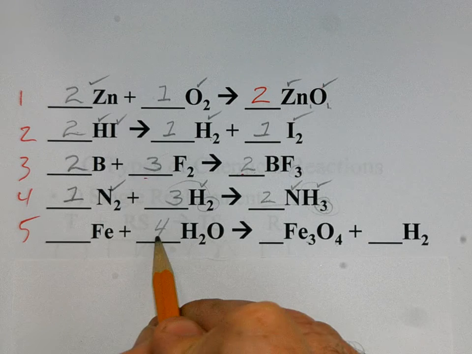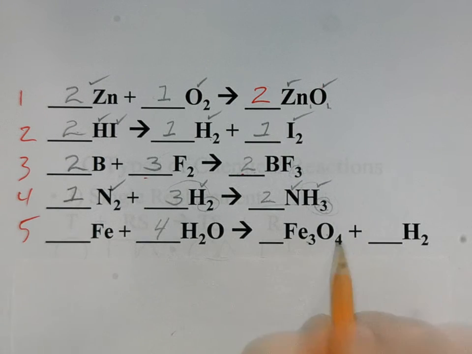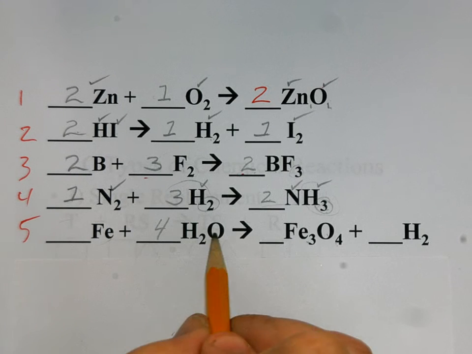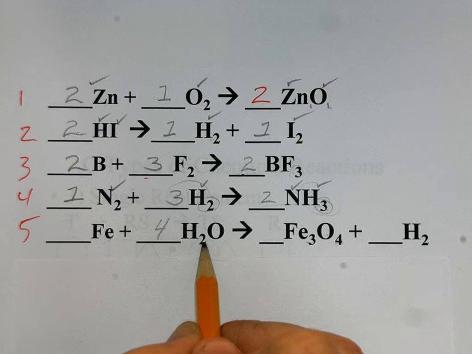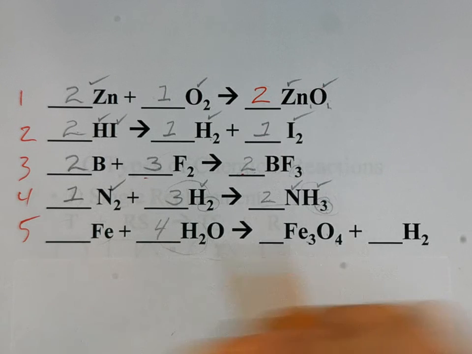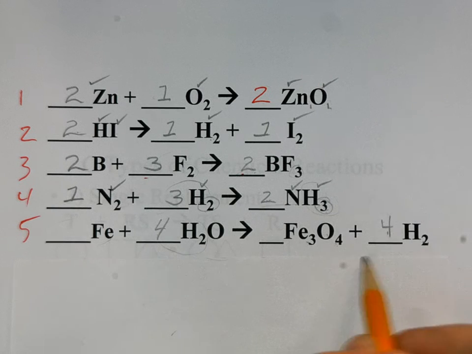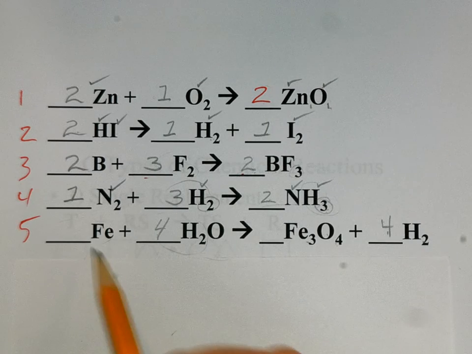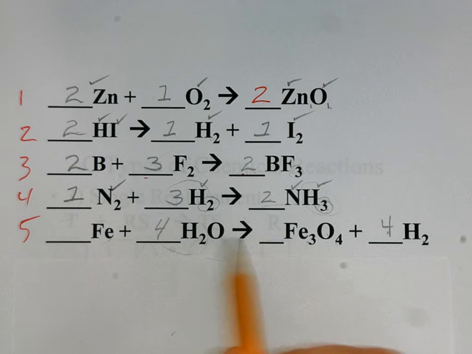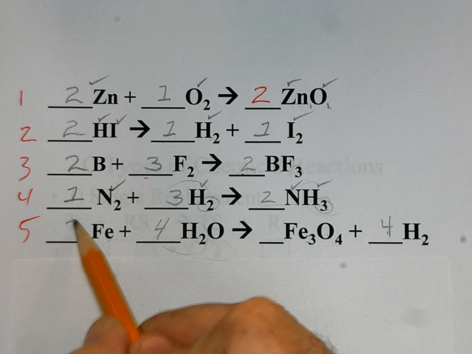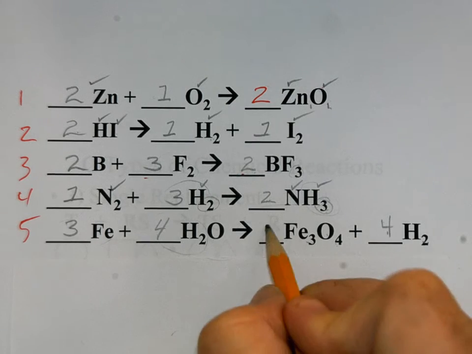We've now got 4 oxygens. Let's do this one last. Now we've got 4 times 2 is 8 hydrogens. Well, that's easy to fix. We can just put 4 there, so 4 times 2 is 8 hydrogens. So now we're balanced for the oxygens and hydrogens. We have 3 irons here, so we just have to put 3 irons there. We can put a coefficient 1 there.